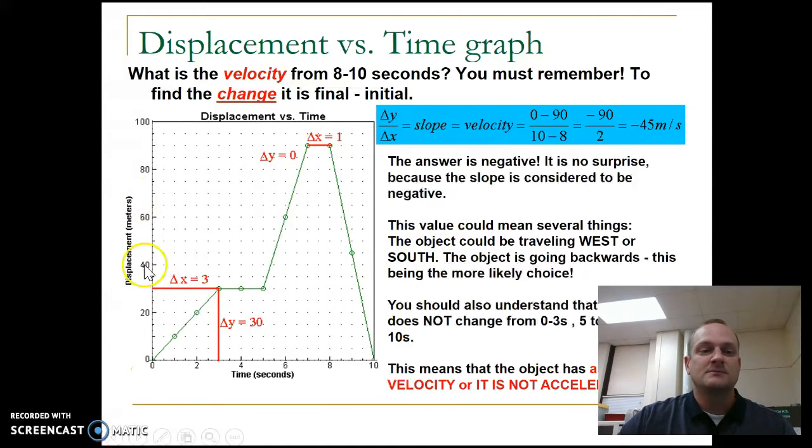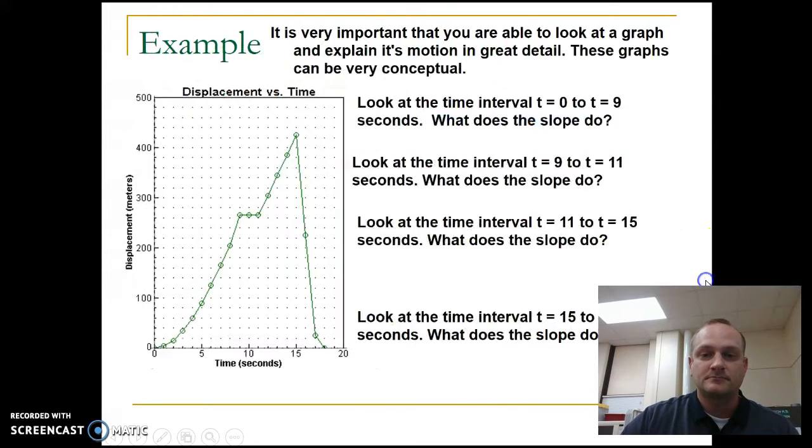Think about it. This is a position graph, right? So there's a displacement on this axis. I start off at 0 meters, I end at 0 meters. So I had to go forward at one point, I had to come back at another in order to end back up where I started.